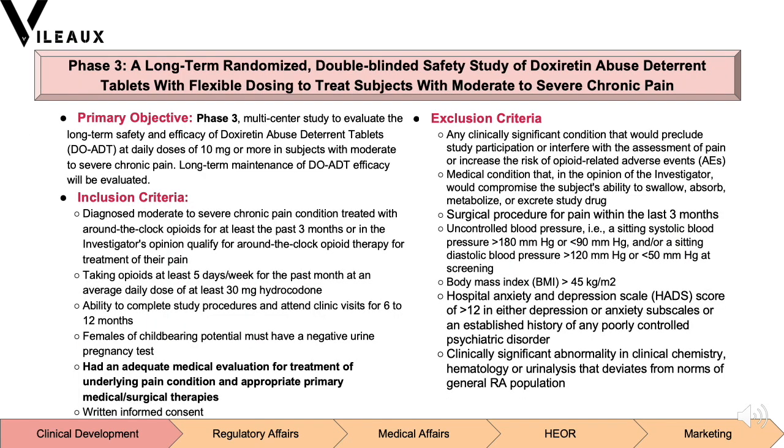Our phase 3 clinical trial was a multi-center study which evaluated the long-term safety and tolerability of doxycycline abuse deterrent tablets in patients with rheumatoid arthritis. Long-term maintenance of doxycycline abuse deterrent tablets efficacy will be evaluated. The dosage form used in our phase 3 trial is an oral one that loses effectiveness if crushed or swallowed, hence the term abuse deterrent.